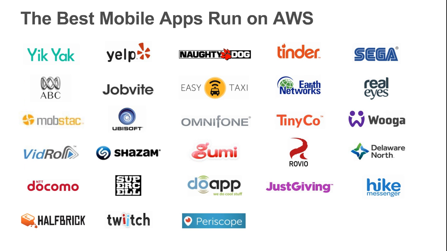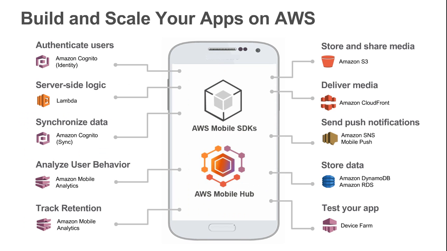So I'm going to pause briefly on this slide. We're very pleased with our developer community and all the great companies that run their mobile apps on AWS. They do that because of all the services we have that address the critical needs you have for building and scaling your app. So this slide gives you a summary of some of the key ones that I want to just make sure you're aware of, and there's others as well.